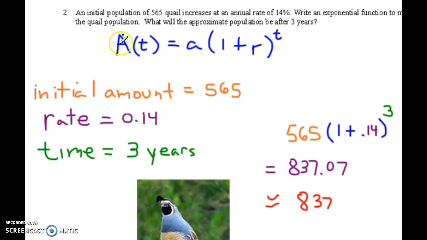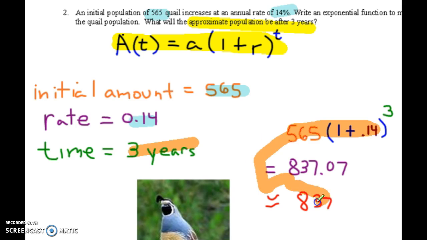In problem number 2, I'm going to use this equation to figure out the exponential growth of a population of birds. So I look for my initial amount. That would be 565. And in the problem it says my annual rate of 14%. So here's 14%. And the number of years is 3 years. So I'm going to plug this into my calculator just like I wrote it. And I have to round this up to the nearest bird. That's how I got 837.